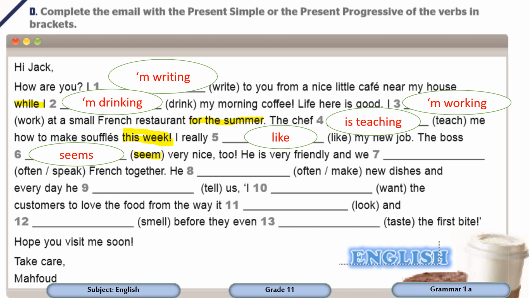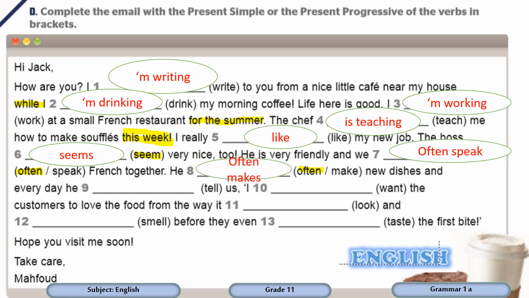Okay, he is very friendly and we often speak French together. The word often is an adverb of frequency that refers to the present simple. And we, so the present simple with we, almost the base form: we often speak French together. He, again, the word often, but this time I have he. Last time I had we. This time I have he. So he often makes new dishes.